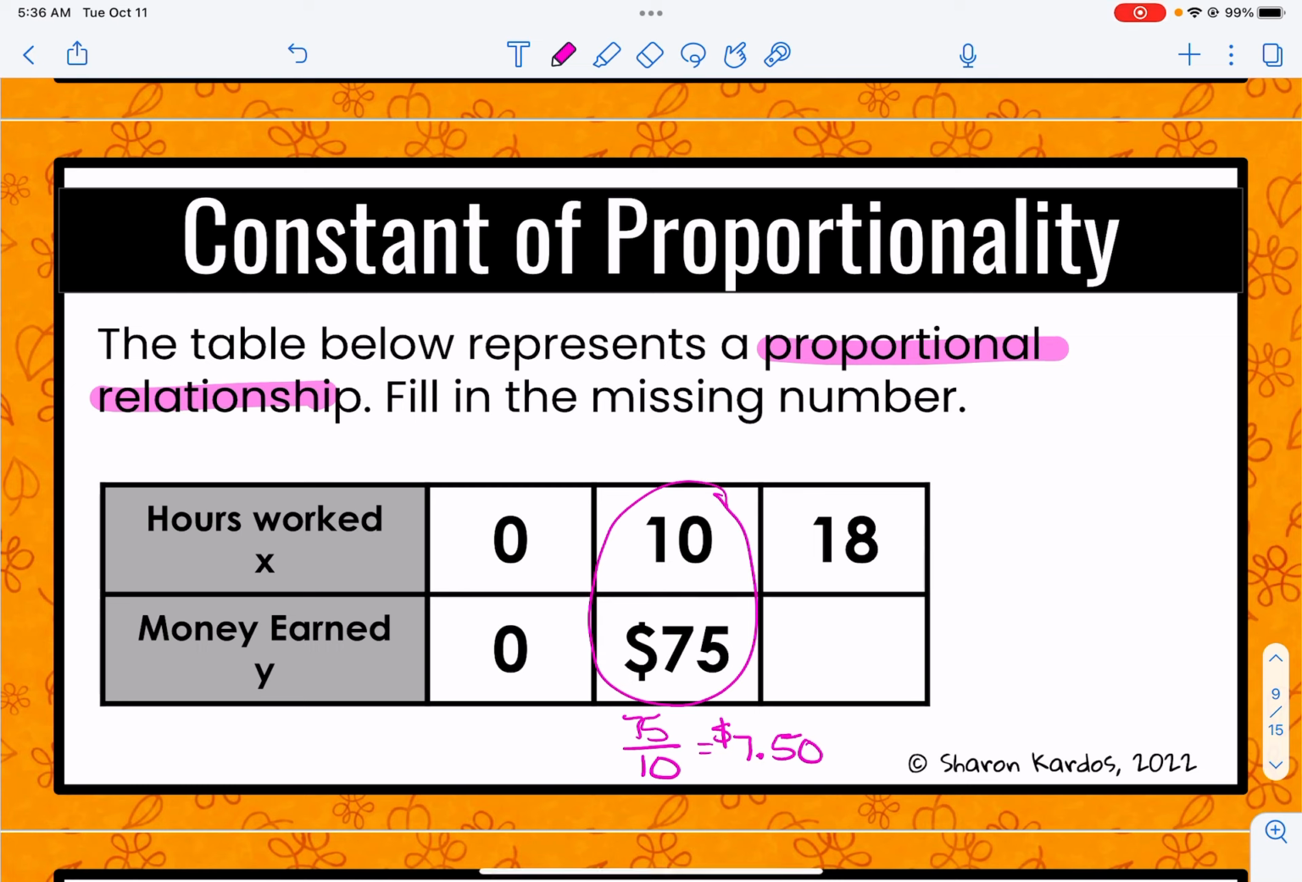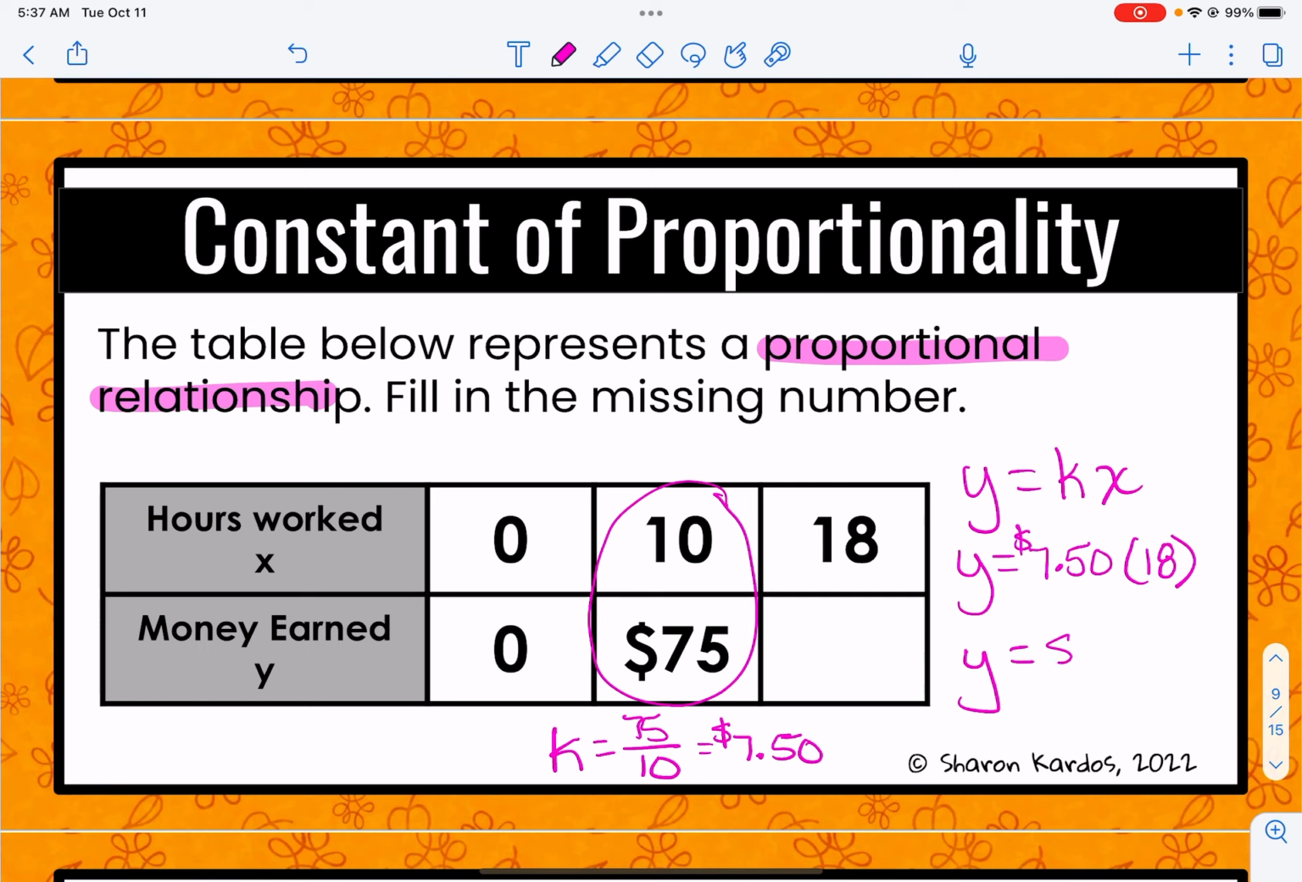So now that I know the constant of proportionality, the k, or the rate of change, now I can figure out how much money I would earn if I worked 18 hours. If we rearrange those letters we had earlier, we can have a nice equation here, and I can fill in my k, my constant of proportionality, is $7.50, and I want to know how much I would earn if I worked 18 hours. And if I use my calculator, or my brain, the best calculator of all, I would figure out that the missing number is $135.